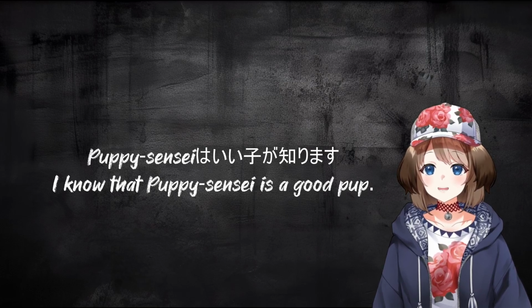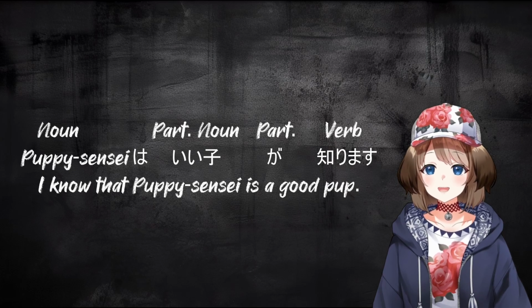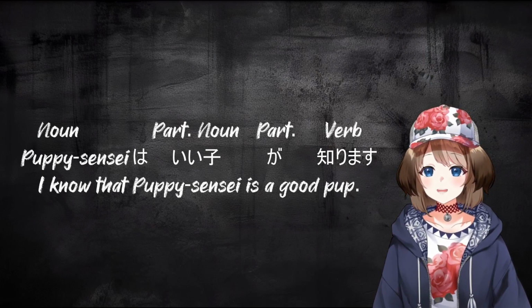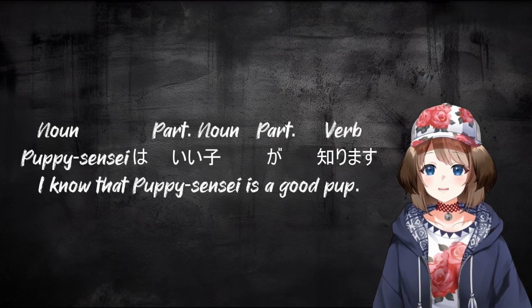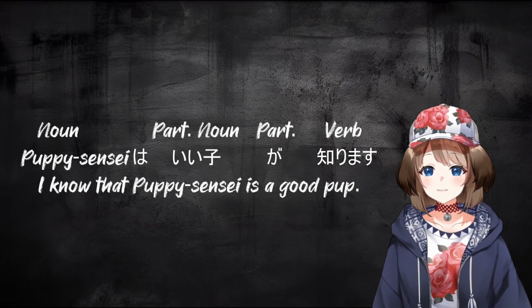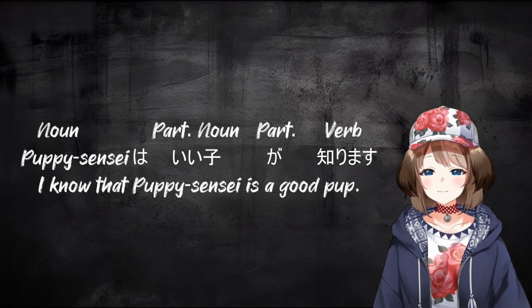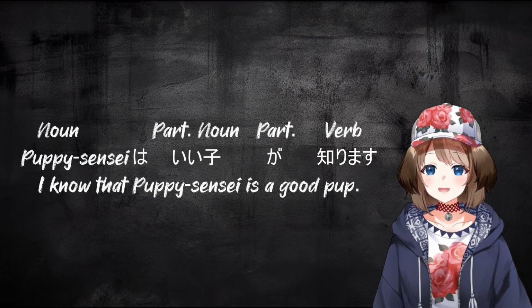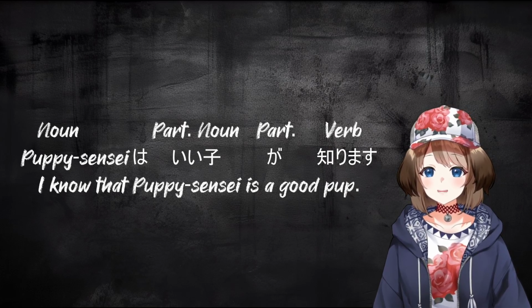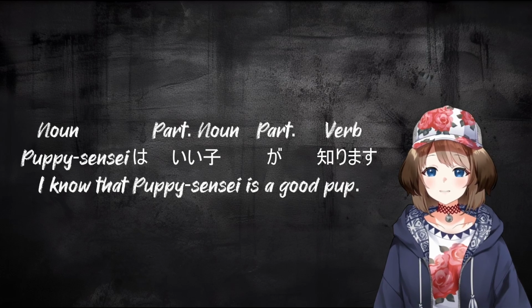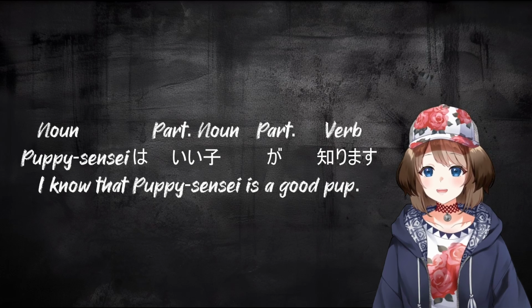Basically, in such a sentence, we're going to have something like noun, here Puppy-sensei, the topic marker, here wa, a new noun, a second noun, which connects to the first noun. So here we're using ii ko, which means like good girl, something like that. And then we have our subject marker ga, and then finally we have our verb, which here we're using shirimasu. Now, we're using that in the positive because this is a positive sentence. This sentence is, I know that Puppy-sensei is a good pup. And you all do know that, right? You do know that, don't you?